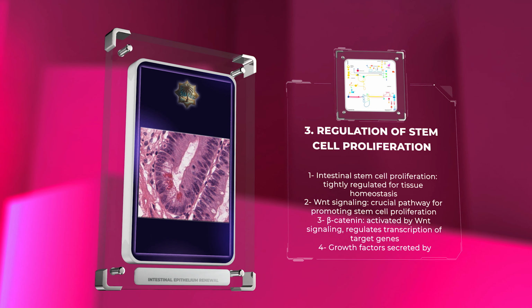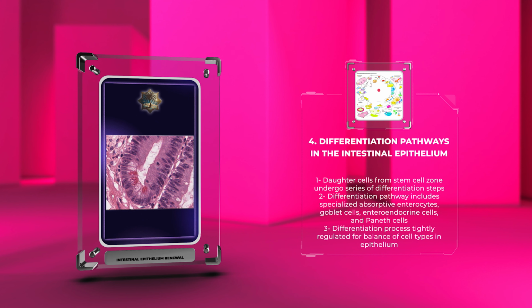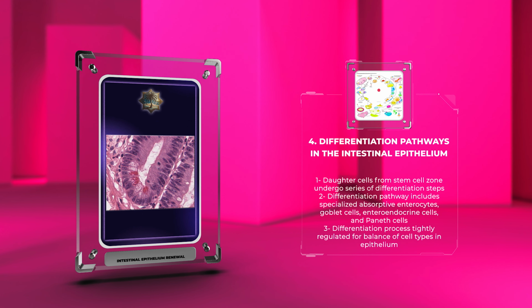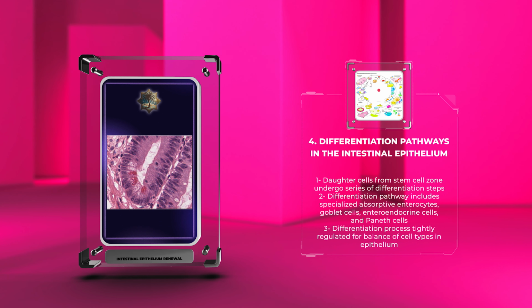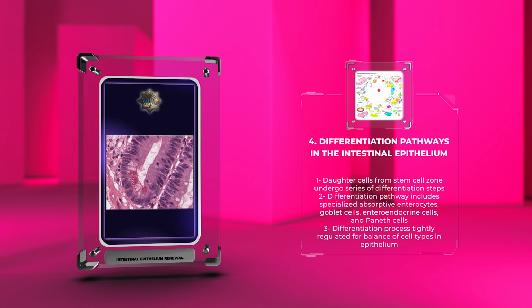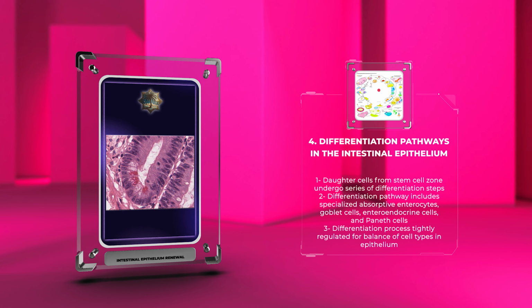As daughter cells move up from the stem cell zone towards the villi, they undergo a series of differentiation steps. One main pathway involves the differentiation of these cells into specialized absorptive enterocytes. Other cell types, such as goblet cells secreting mucus, enteroendocrine cells producing hormones, and Paneth cells responsible for antimicrobial peptide secretion, also arise from the stem cell lineage. This differentiation process is tightly regulated to maintain the balance of different cell types within the epithelium.